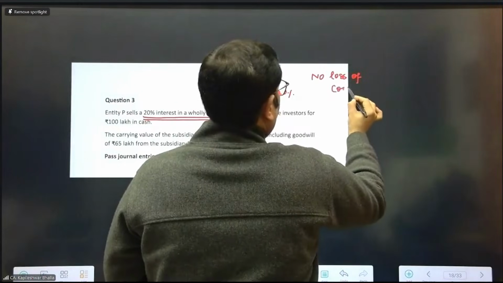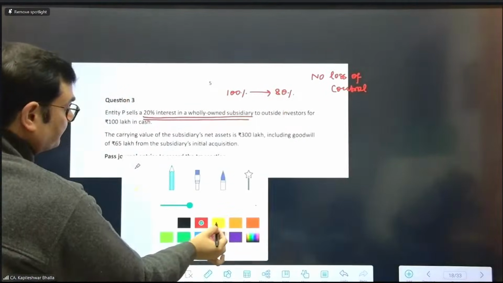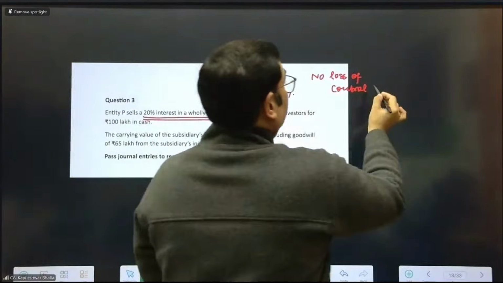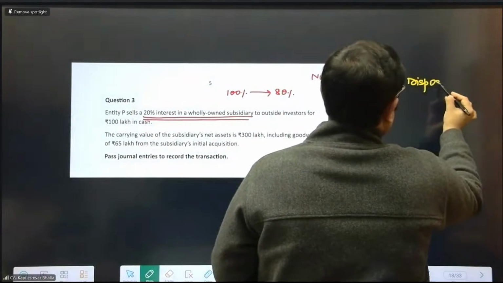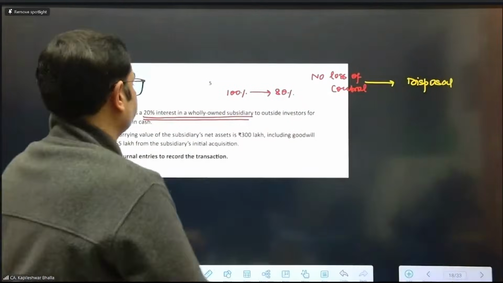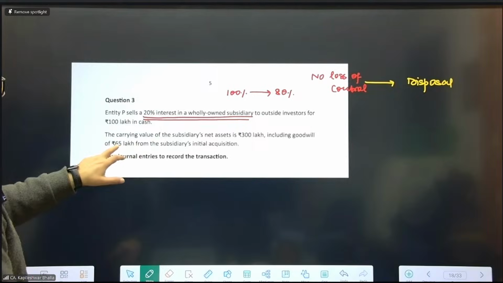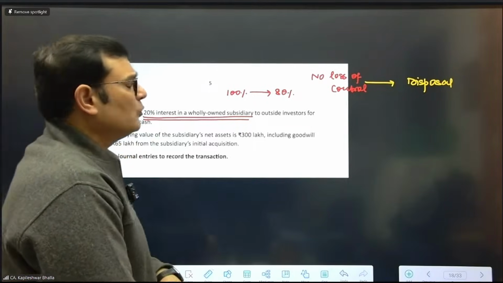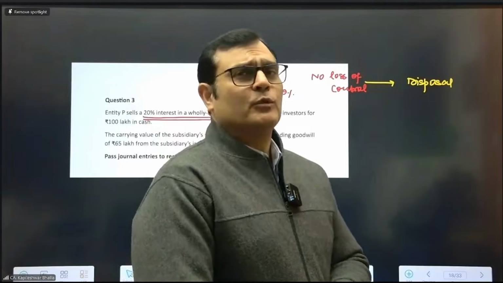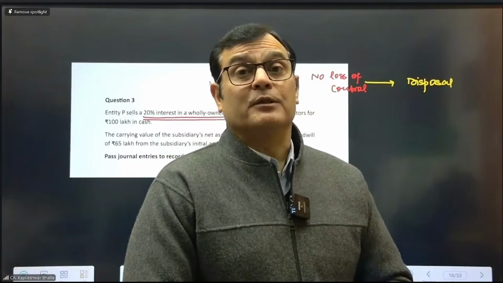By the way, is it the opposite of the previous question which I did? That was further acquisition. Can I say this is disposal? Yes, but there is no loss of control. I am given the carrying amount of the net assets, including goodwill, etc. Now, since it was a wholly owned subsidiary, there was no NCI. But when you dispose 20%, NCI will come into the picture.